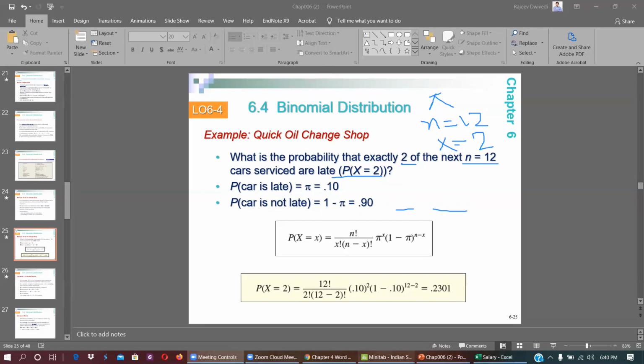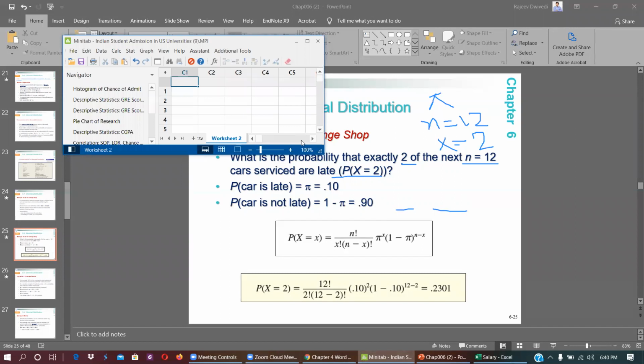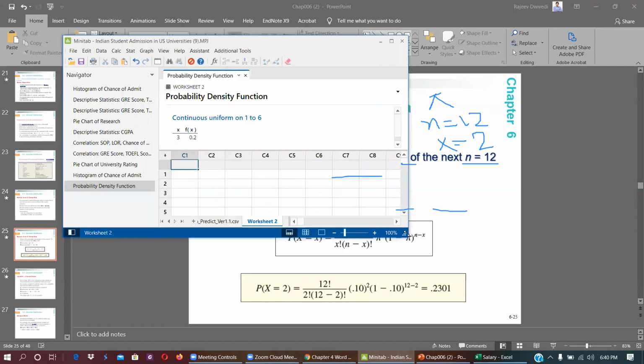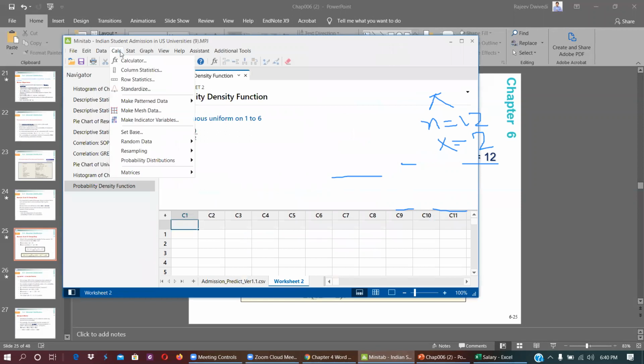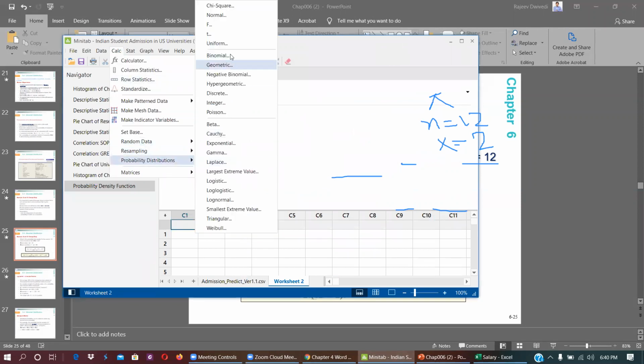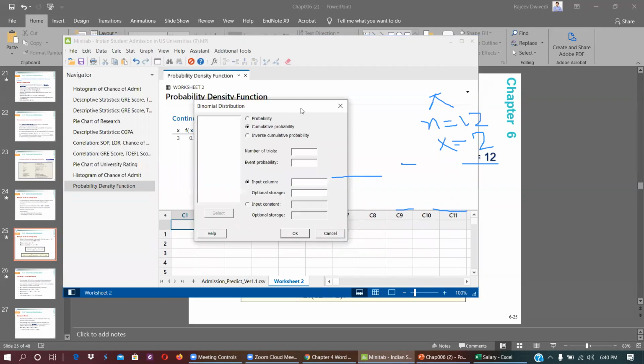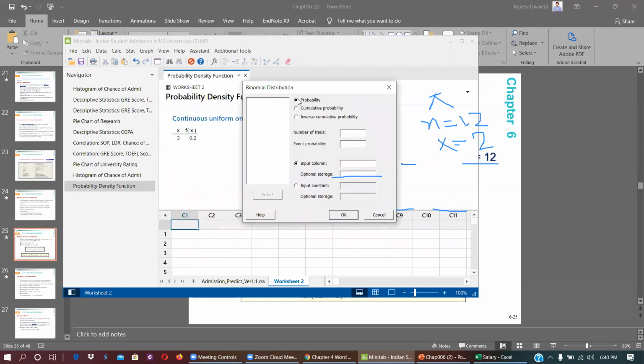Now look into Minitab. Please focus here. Calculate, probability distribution, binomial distribution. Now we are doing a probability PDF because we are looking for an exact number. So number of trials, how many? N is 12. The event probability is 10%. What is the input constant? Column I will explain later. The constant is X equal to 2. We put in all these numbers.